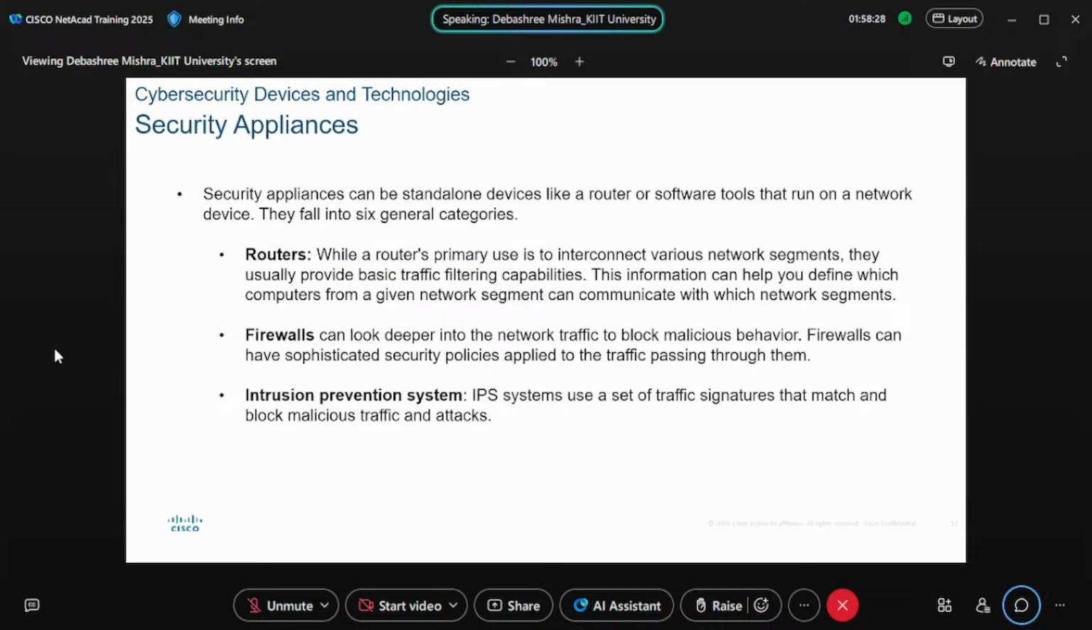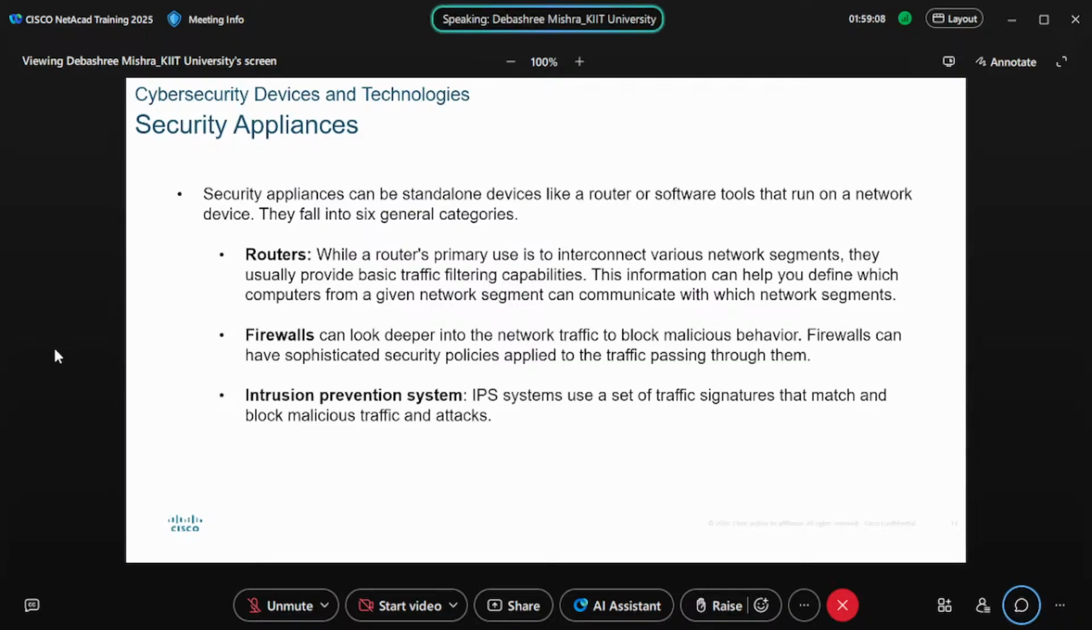It is a second layer of protection, or second wall of your security. So when we are talking deeper into this particular network traffic to block any kind of malicious activities or behavior, the firewall comes into consideration. It has sophisticated security policies which are applied to the traffic passing through it. There are certain protocols that need to be followed by the traffic, so that the firewall is able to track it. The next is your intrusion prevention system.